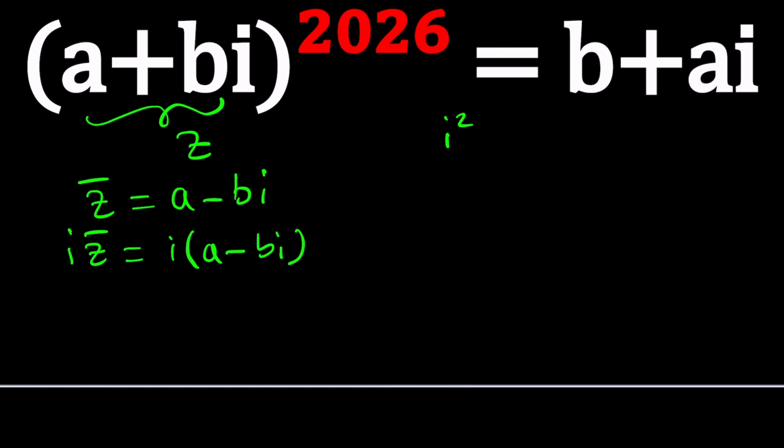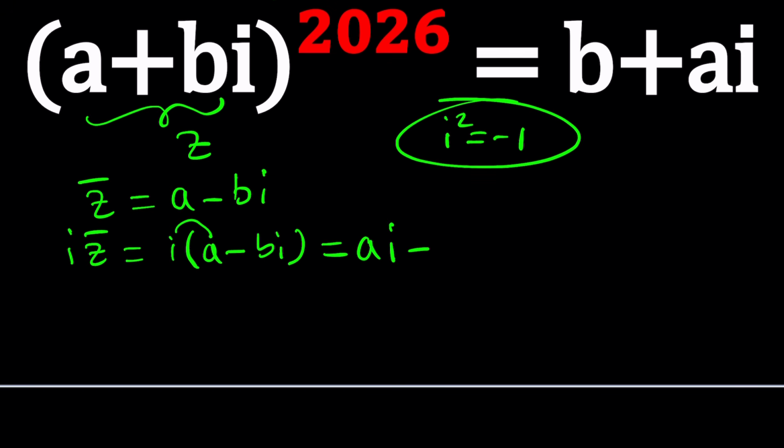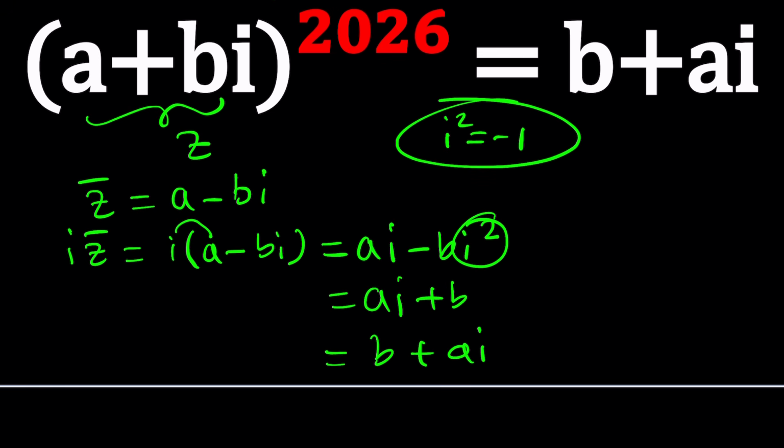Oops, I forgot to say that i squared is equal to -1 because i is the square root of -1, right? Hopefully you knew that. Now here, if you distribute, you get ai minus, not artificial intelligence, just ai, and then minus bi squared. Since i squared is equal to -1, this gives us ai plus b, or b plus ai. We usually like to write the real part first and then the imaginary part, which is a. Make sense? So I was able to turn a plus bi into b plus ai by conjugating it and then multiplying by i. That's the type of transformation you need to perform to get our equation.